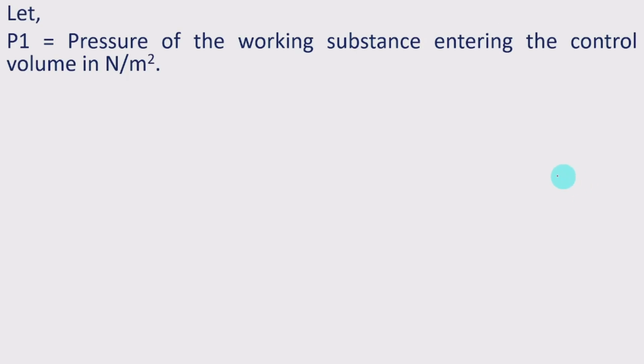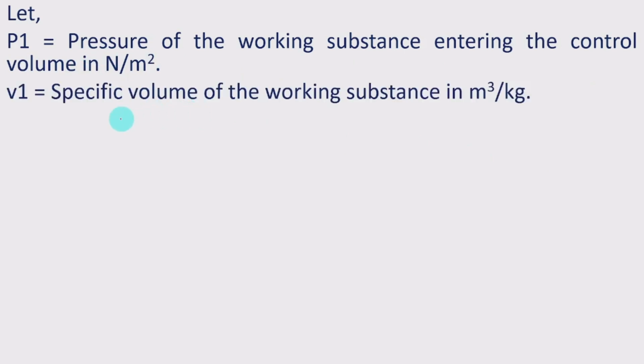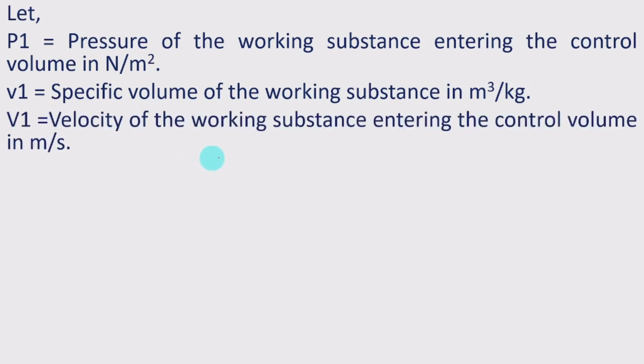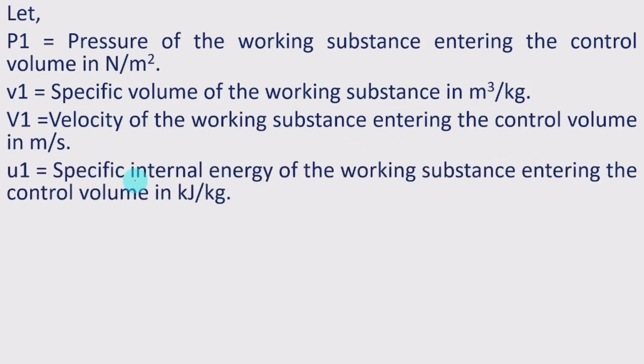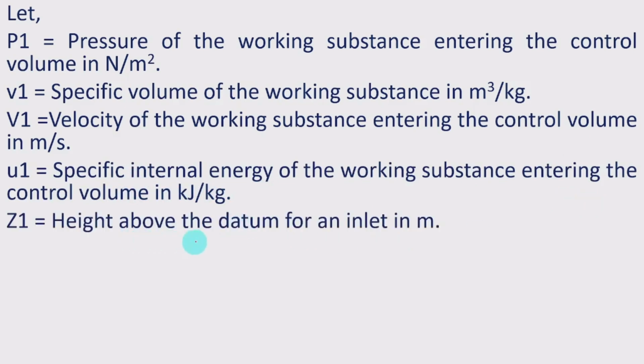Here we'll take P1 equal to the pressure of the working substance entering the control volume in Newton per meter square. v1, the specific volume of the substance in meter cube per kg. V1, the velocity of the working substance entering the control volume in meter per second. U1, the specific internal energy of the working substance entering the control volume in kilojoule per kg. Z1, the height above the datum for the inlet in meter.